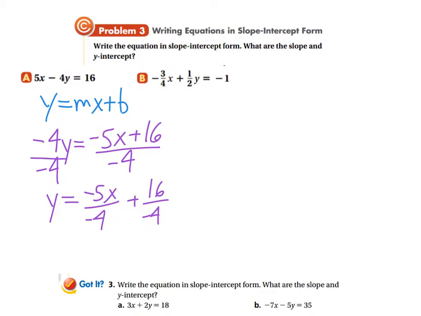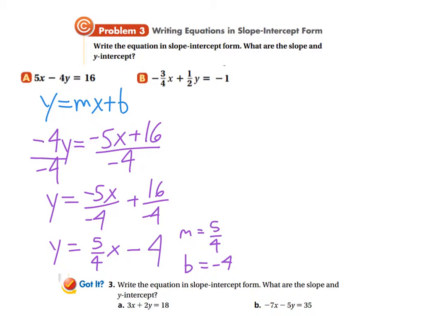And a lot of times you might just skip that step, but I want to be very clear about what I'm doing there. The negatives will cancel here, so we have 5/4 x. Now notice I am writing that more in the slope-intercept form by having that be 5/4 times x rather than 5x over 4. And then the 16 over negative 4, that's going to actually end up being a minus 4. So the slope, or m, is 5/4. The y-intercept, or b, is negative 4.